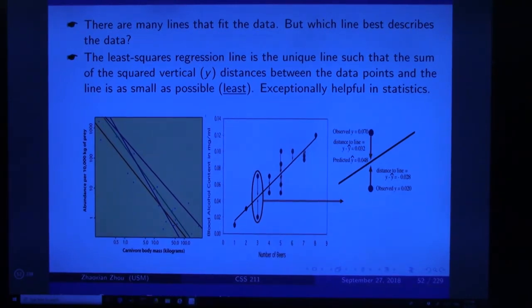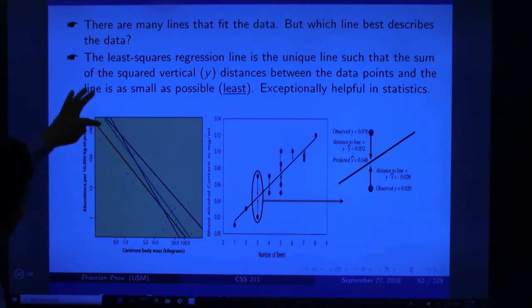We know the regression line in our class is a straight line. We can have several, actually infinite, straight lines trying to pass through this data set. For example, this red line, this blue line, this green line, and this purple line. Now the question is, which one is better? Or which one is the best? So we try to find the best regression line.